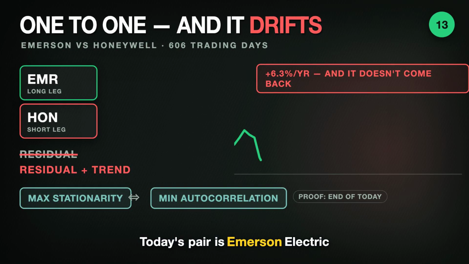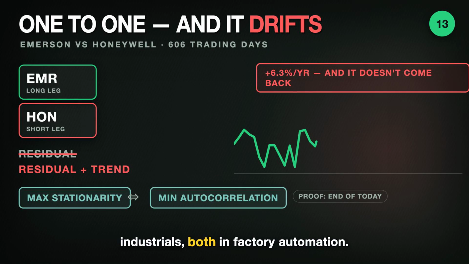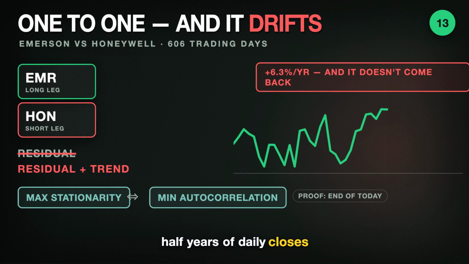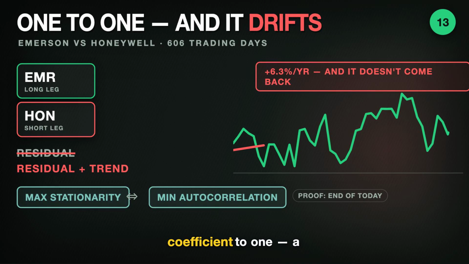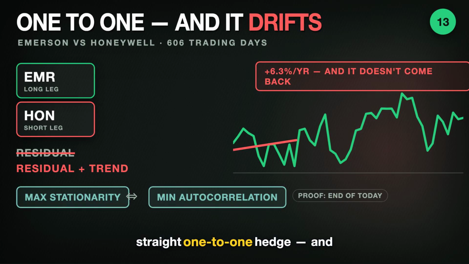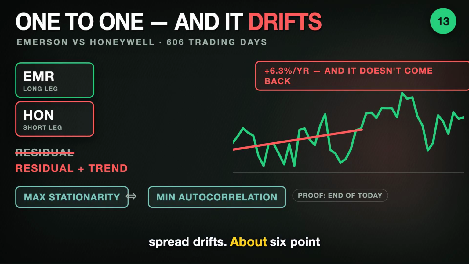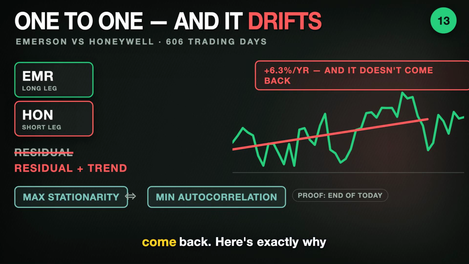Today's pair is Emerson Electric and Honeywell, 2 large American industrials, both in factory automation. I used 2.5 years of daily closes, 606 trading days. I set the coefficient to 1, a straight 1-to-1 hedge, and plotted the spread, and the spread drifts about 6.3% a year in one direction, and it doesn't come back.